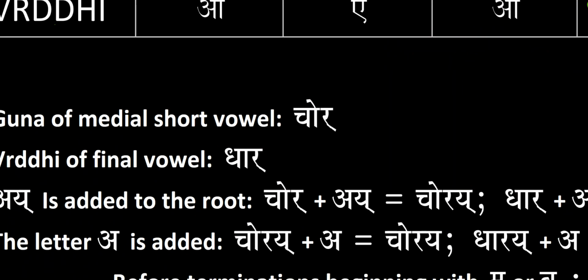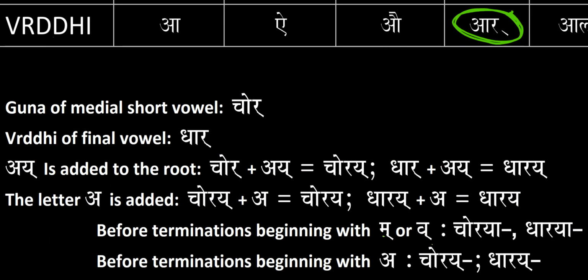Moving on. So then the letter a is added. So chodai plus a gives you chodaya. Dharai plus a gives you dharaya. Before the terminations beginning with ma or va, you're going to add your long a instead of the a. So from chodaya to chodaya with a long a, from dharaya to dharaya with a long a, but only in the terminations beginning with ma or va. We go back to chodai and dharai, removing the a, when the termination begins with a. And that only termination is going to be anti, third person plural.